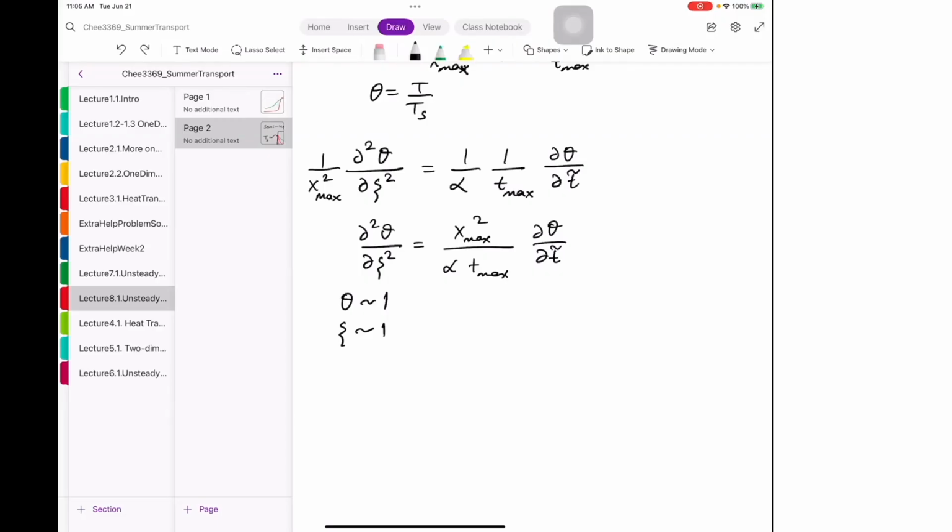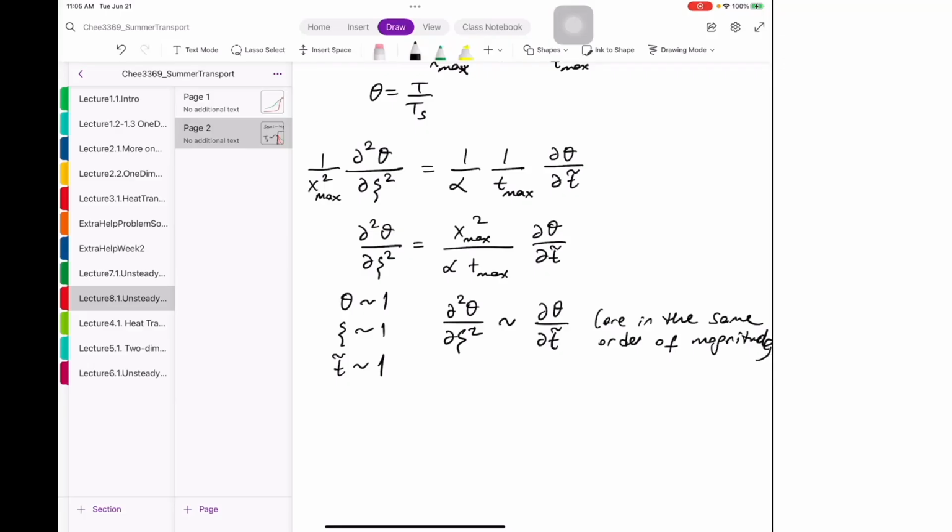This is some sort of scaling argument. Let's assume that T tilde is also in the order of 1. So we can say that del squared theta over del psi squared and del theta over del T tilde are in the same order of magnitude, right?